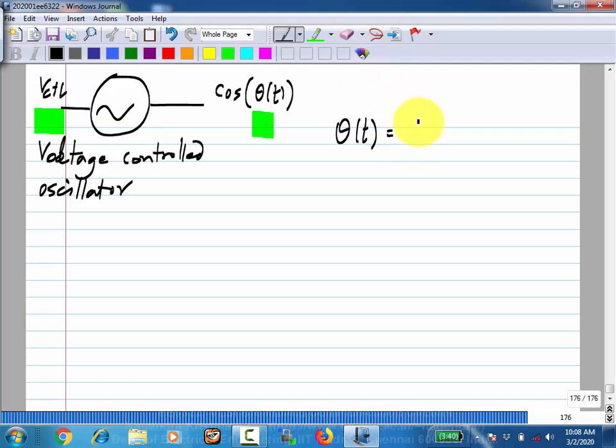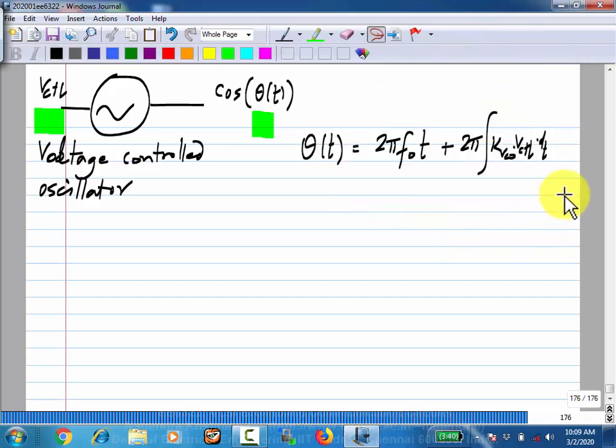So it will be basically some 2 pi f naught t plus 2 pi integral kVCO V control dt. Okay. So this part is known as the free running part. That is, if you set V control to 0, it will still be oscillating at some frequency. Okay. And then the rest of it is the control part due to V control. Okay.